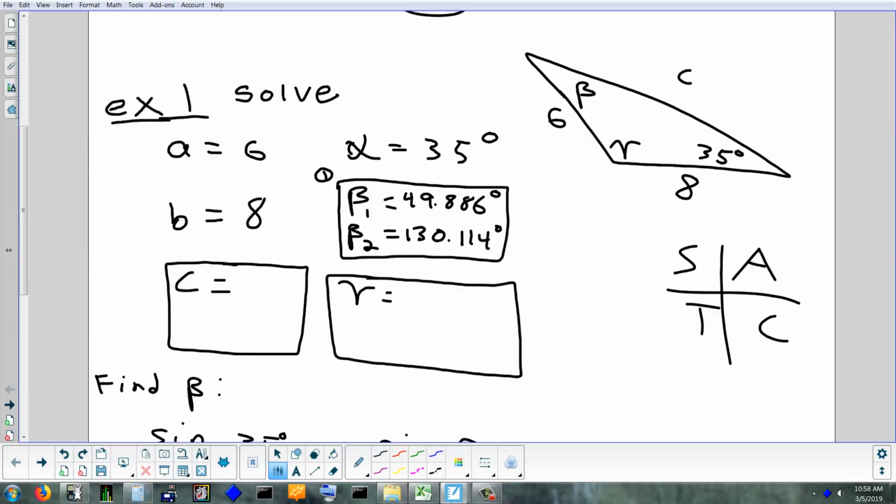But if beta has two answers, that means everything has two answers. Everything that you have to find. A, B, and alpha were given, so you don't have to do anything with those. But gamma will have two answers, and C will have two answers. So now what we're really doing is two problems at the same time.